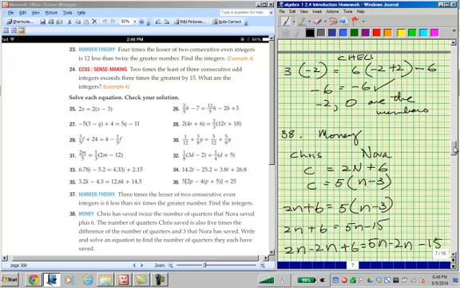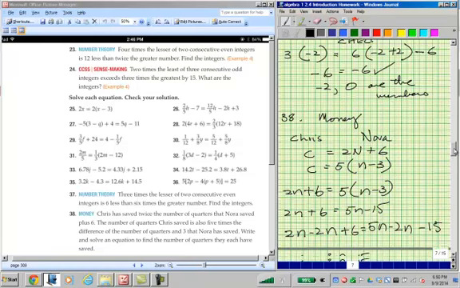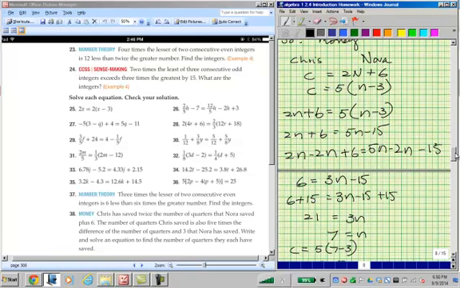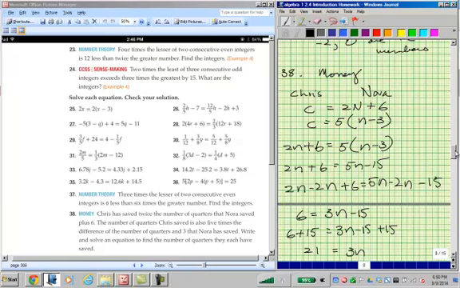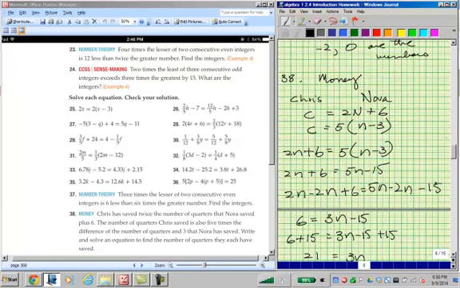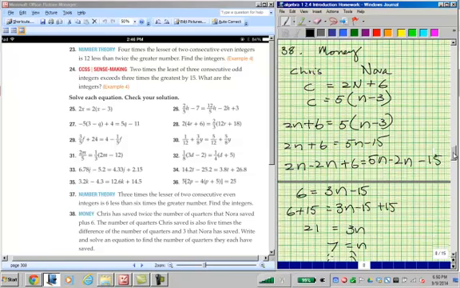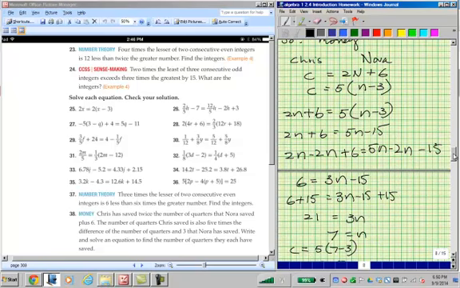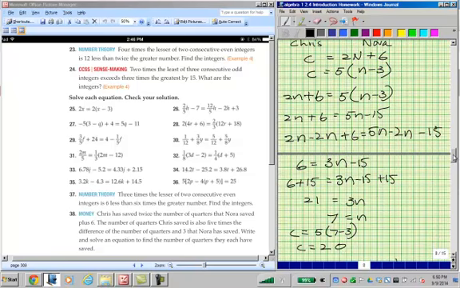Not the reflexive property, I'm sorry. It's the transitive property. Reflexive property is A equals A, C equals C. That's the reflexive property. This is the transitive property. Okay, so now we got 2n plus 6 equals 5 times n minus 3. Eliminate parentheses, combine like terms, get all the variables on one side. Okay, you get 3n equals 21, n equals 7.